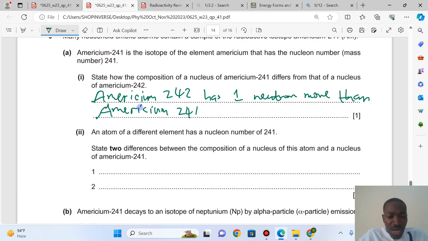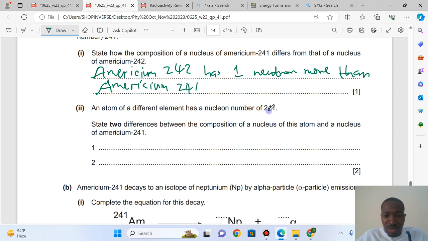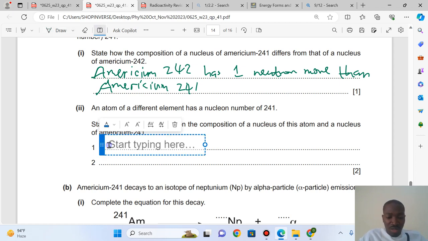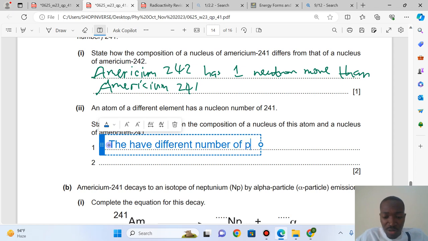An atom of a different element has nucleon number 241, the same mass number. State two differences between the composition of the nucleus of this atom and the nucleus of americium-241. It has the same mass number, but it is a different atom. That simply means they won't have the same atomic number. Atomic number is the number of protons in the nucleus, because we are focusing on the nucleus. So they have different numbers of protons in their nuclei.